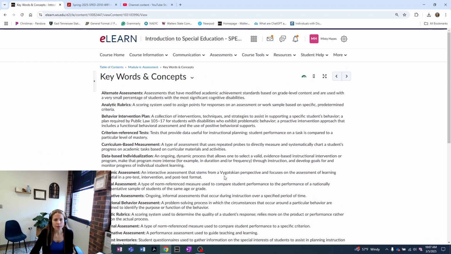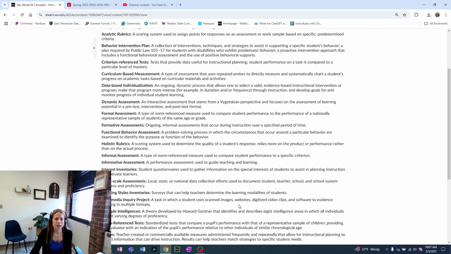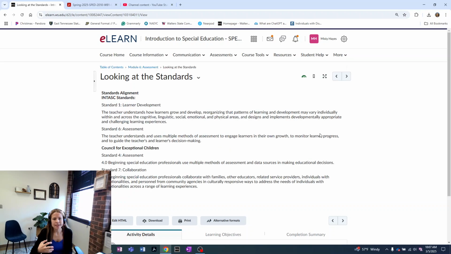So as always, I have given you important keywords and concepts. These are ones you should be concentrating on. Remember, it's important for you to understand concepts and define these keywords if you're going to be able to connect with the content. And I also told you which standards we'll be working on. So both the InTASC, which is the teacher preparation standards, we're going to look specifically at 1 and 6, so learner development and assessment. And then under Council for Exceptional Children, we will be looking at assessment and collaboration.